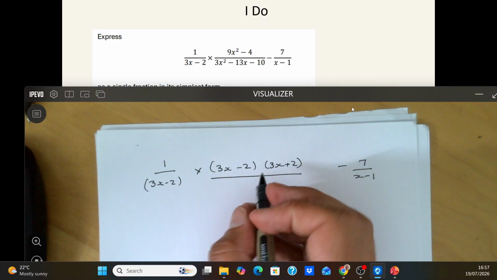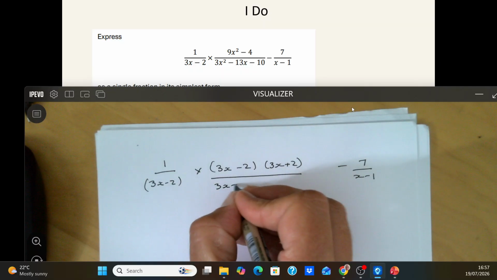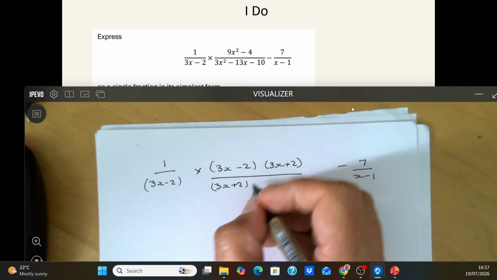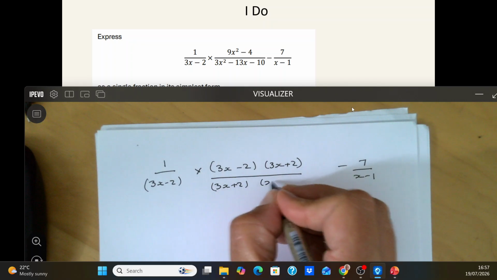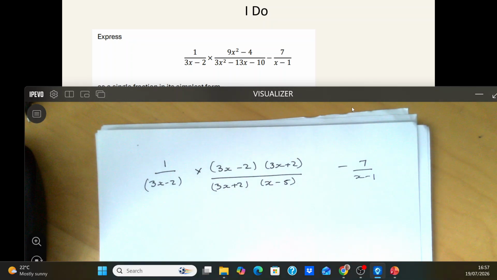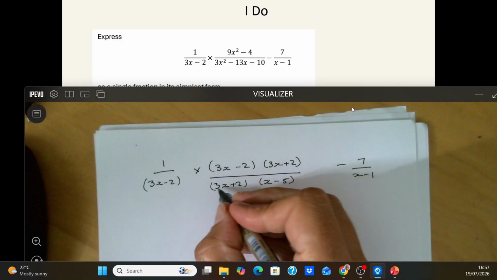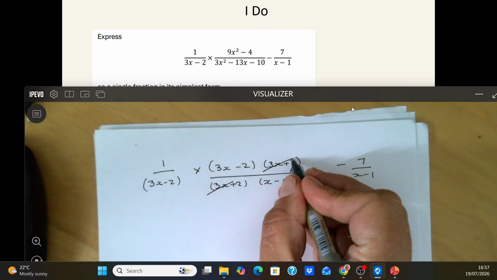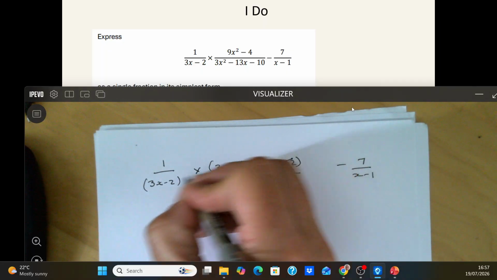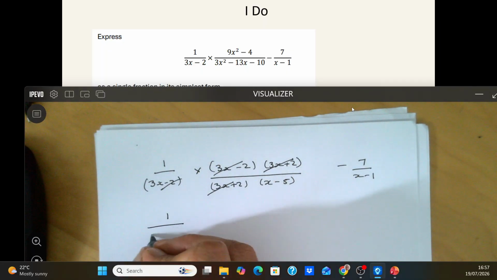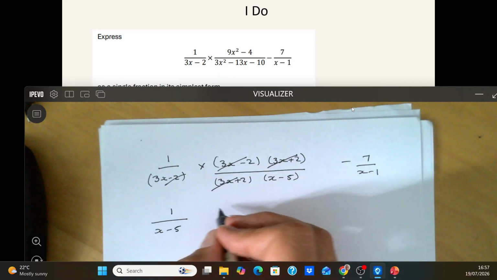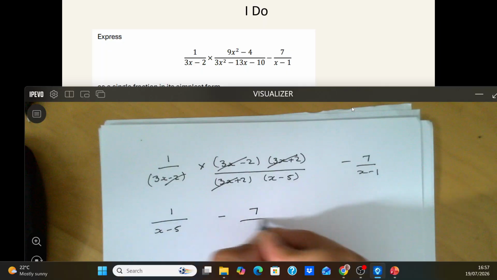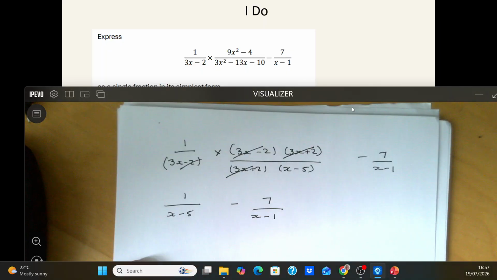Factorising the bottom, it factorises to 3x plus 2, x minus 5. So the key thing is to remember to factorise. Now what cancels? Well, that cancels with that, and that cancels with that. So you're left with 1 over x minus 5, subtract 7 over x minus 1.